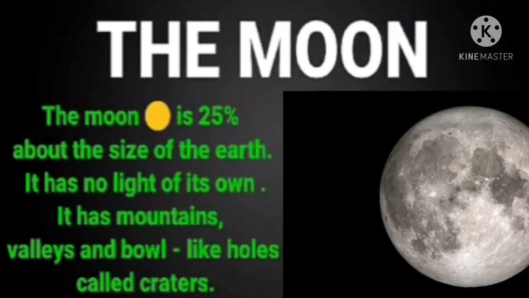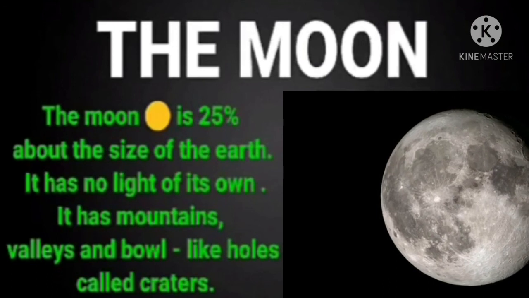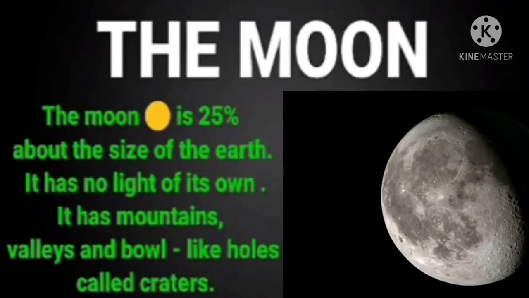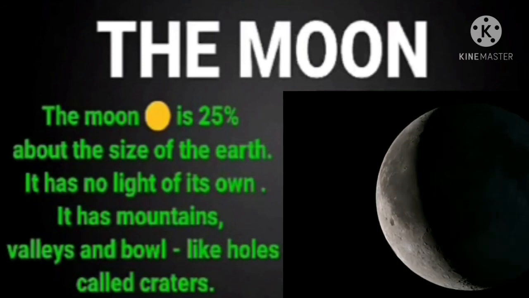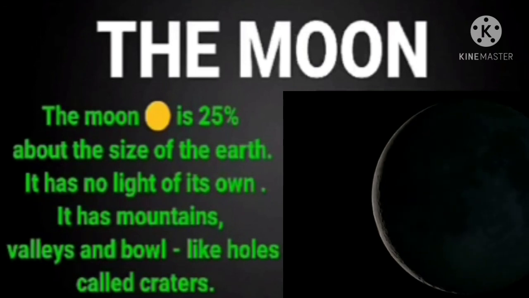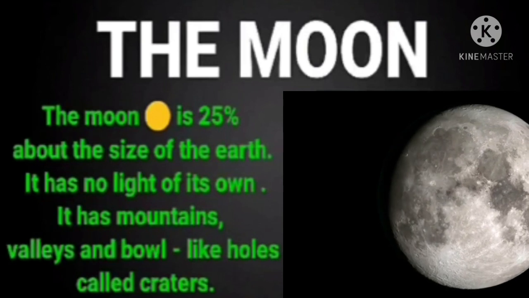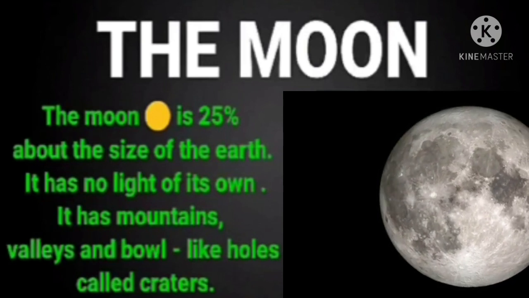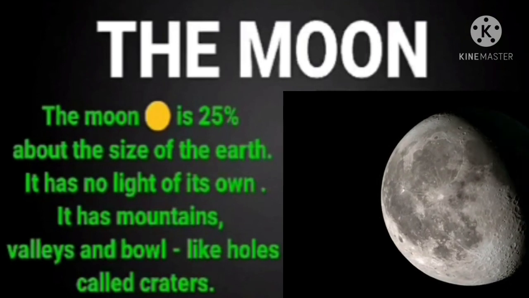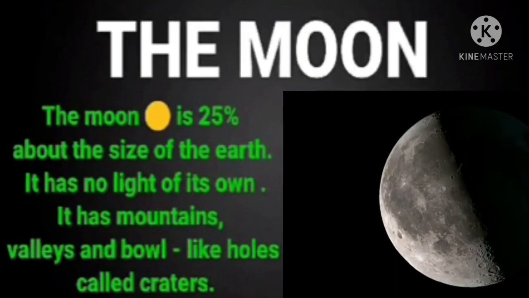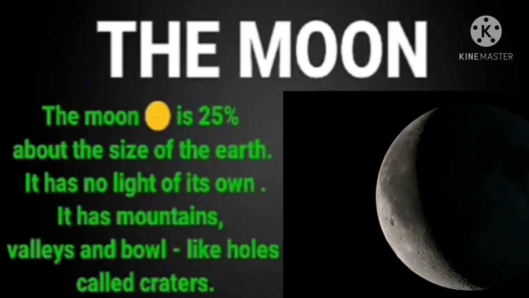What we mean is that first, the sun is bigger than the earth. The sun is very, very big, followed by the earth. Then the earth is bigger than the moon. So the moon has no light of its own. The sun is a very big ball. It's bigger than the earth, and the earth is bigger than the moon. So the moon is 25% the size of the earth. It has no light of its own.